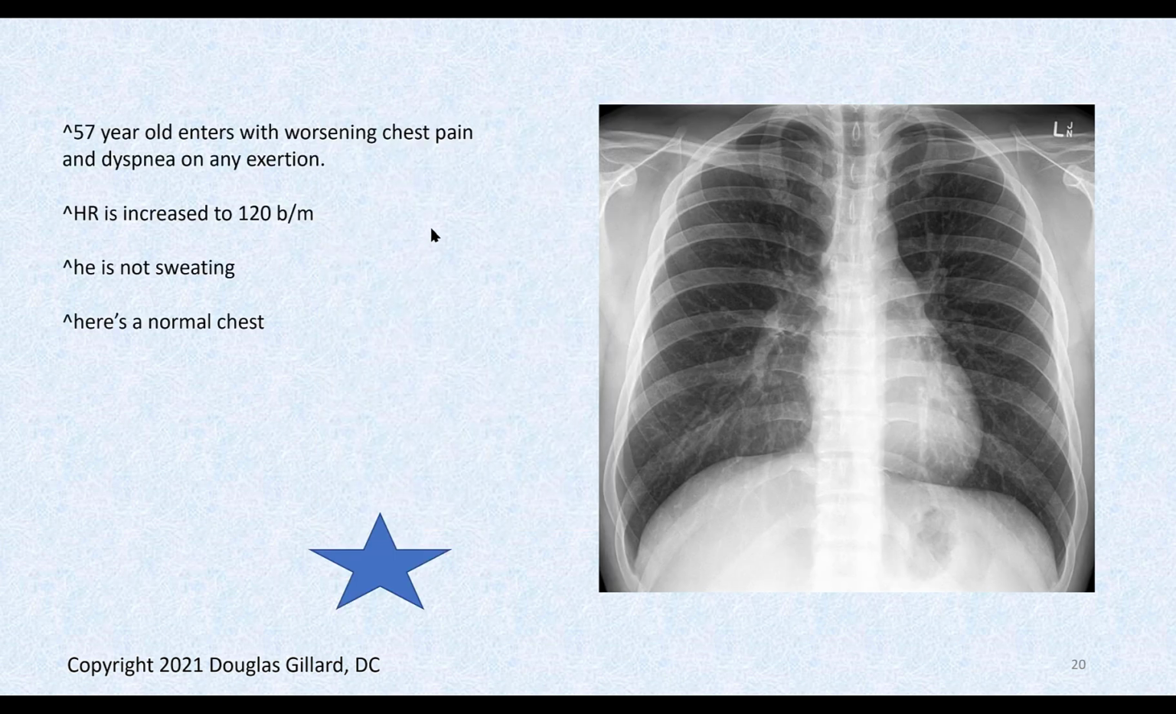Let's do a case here. A 57-year-old enters your clinic with worsening chest pain and dyspnea on exertion. Heart rate is about 120 beats per minute, so it's a tachycardia. He's not sweating. And you take a chest film. This is just to remind you what a normal chest film looks like. There's a normal-looking heart. Takes up about a third of the area of the thorax here. Costophrenic angles are sharp down here.